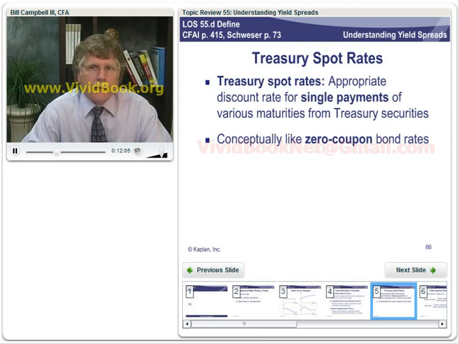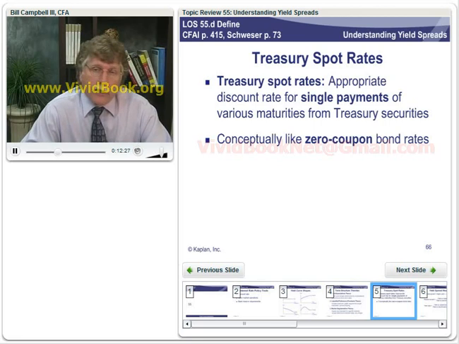Conceptually, this is like zero coupon bond rates. If you had a zero coupon Treasury bond that matures in 5 years, it has a single payment coming in 5 years. You would discount that single payment back to today at the spot rate appropriate for a Treasury being paid 5 years from now.